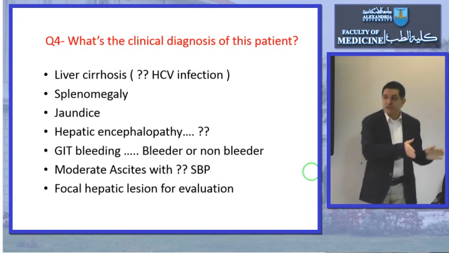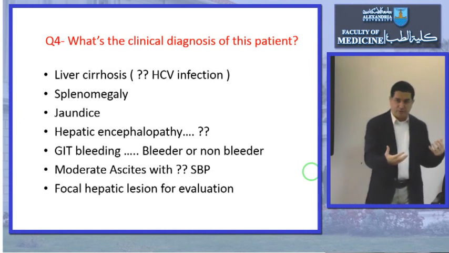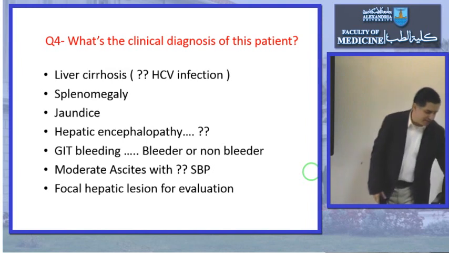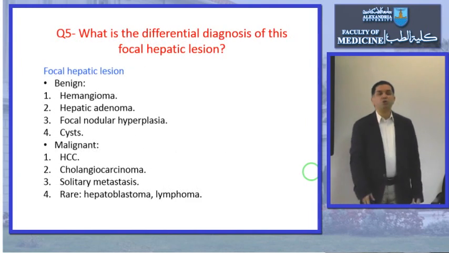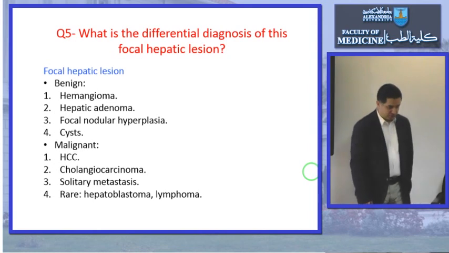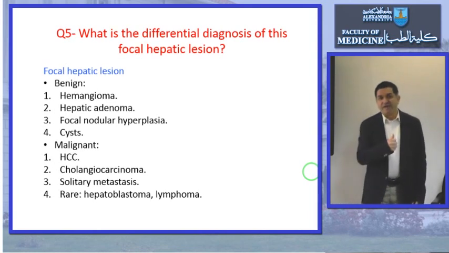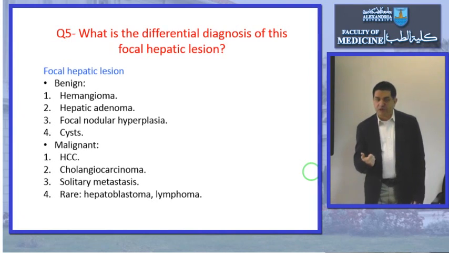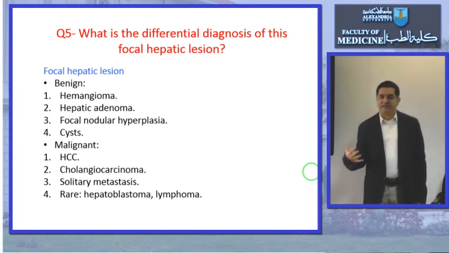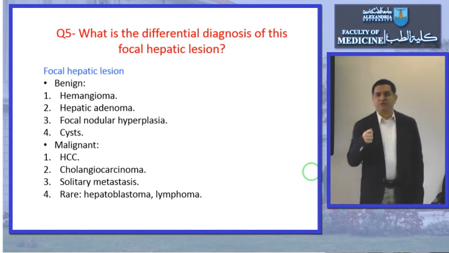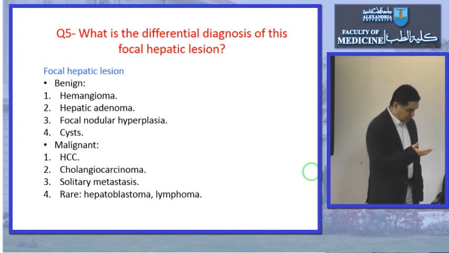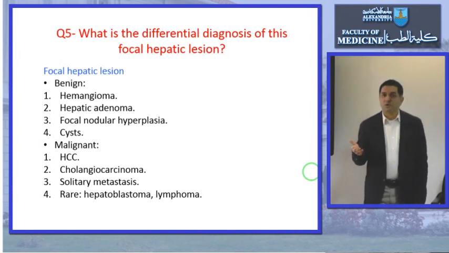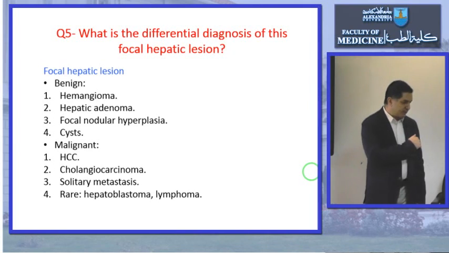Here we reach that this patient has a focal hepatic lesion, but we have to evaluate what is the nature of this focal hepatic lesion. What's your differential diagnosis for focal hepatic lesion? In this patient, we have a focal hepatic lesion on a background of liver cirrhosis, which is related to hepatitis C viral infection. So, the first differential diagnosis should be hepatocellular carcinoma till proved otherwise. However, other possible causes should be put in mind.